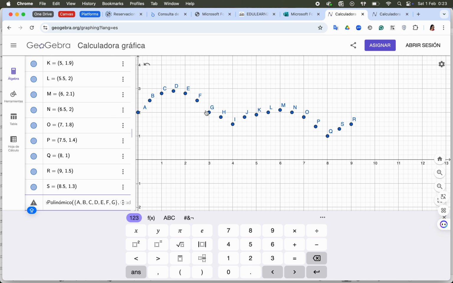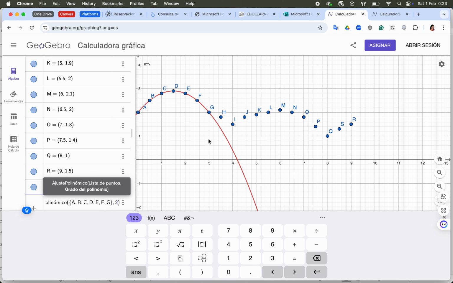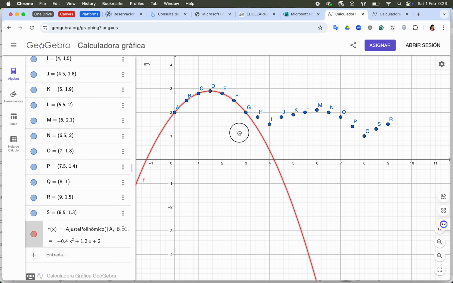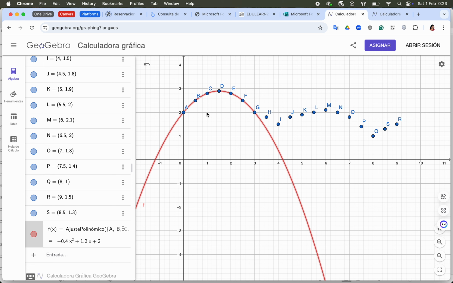Remember that you need to include 5 sections of 3 different types of functions. So in this case, it's an algebraic function. And in here, the next that it says is the degree of the polynomial. So I'm going to write 2 because for me it's a quadratic function. So I can put enter, and what happens is I have a function now that joins all of my dots, all the points that I put the ajuste polinómico on. So if you see, it fits perfectly, right? So that's what I want to see.